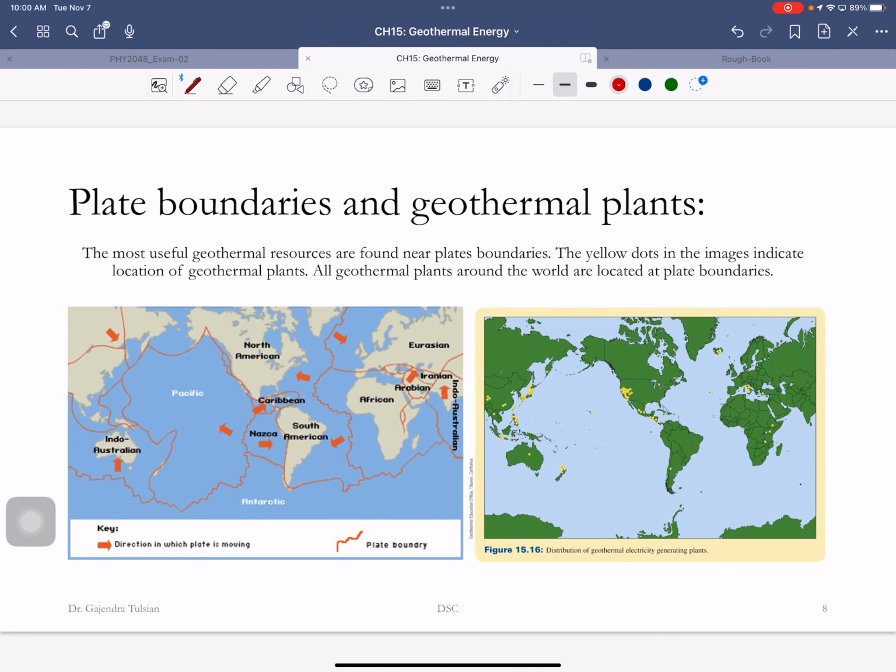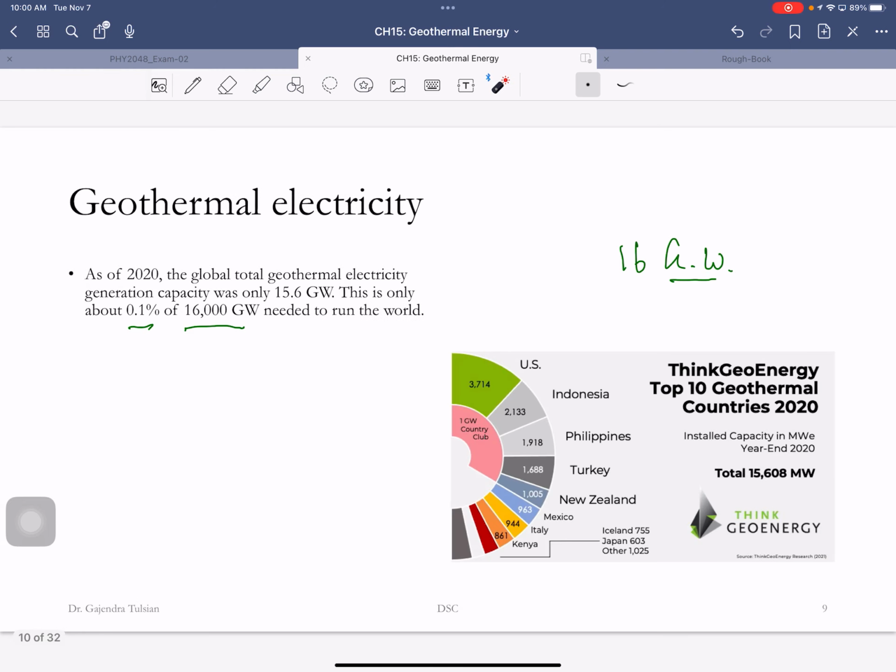All right, so here are the plates, and at plate boundaries is where you harness geothermal energy. Again, only 16 Hoover Dams worth of geothermal energy is being harnessed worldwide, and you need 1,000 times greater than that to run the world. 16,000 gigawatts is what you need.